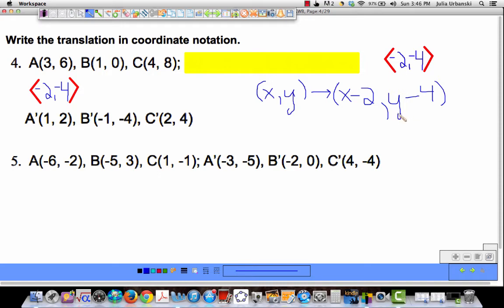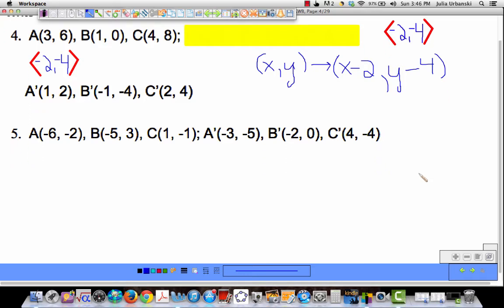Be familiar with both. All right, let's do the same thing with number 5. Go ahead and hit pause and try this one on your own, and then when you hit play, you can check your work.